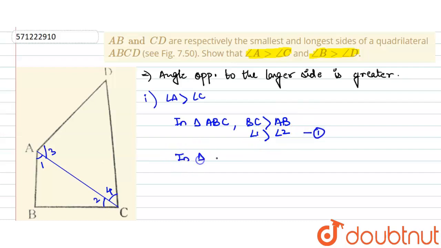Similarly in triangle ADC, CD is greater than AD. That is given to us because CD is the largest side. So therefore the angle opposite to CD will be largest in this triangle, that is angle 3. So angle 3 is greater than angle 4. This is our second equation.